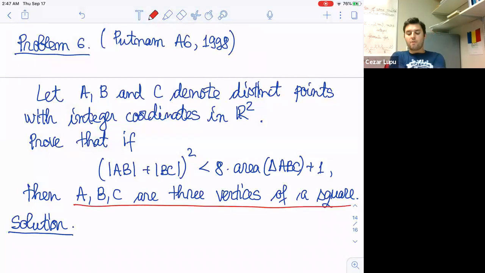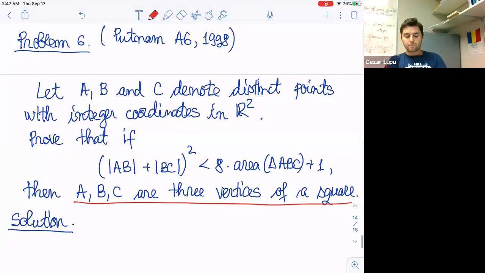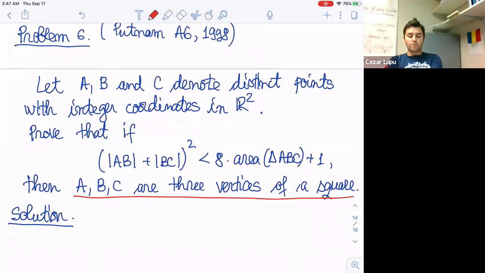So these are the 3 vertices of a square. This means that if we prove that AB is the same as BC, and if we prove that the angle between them is pi over 2, then, well, I guess that's it.